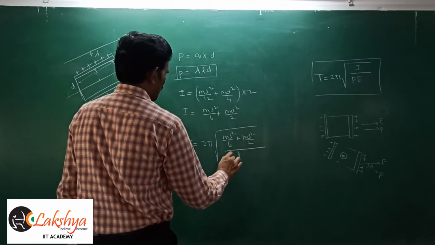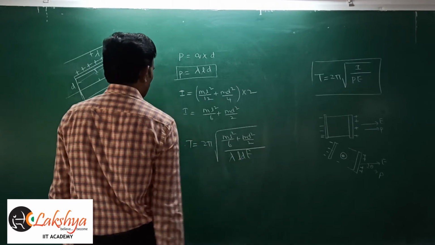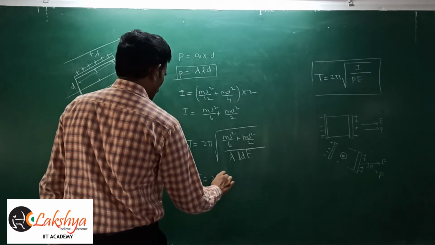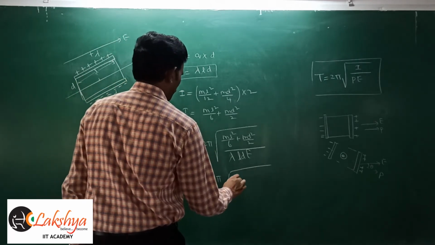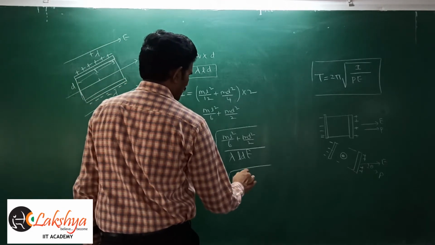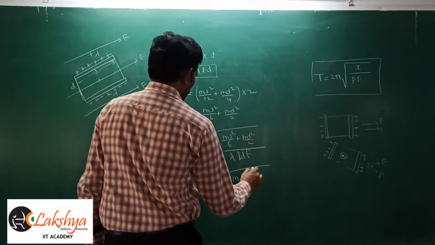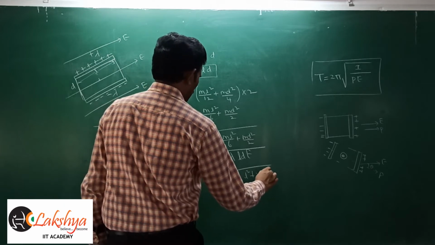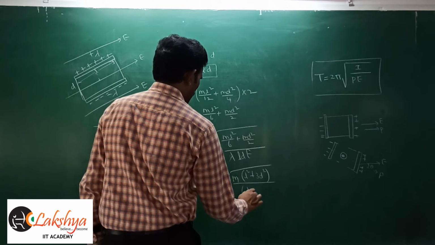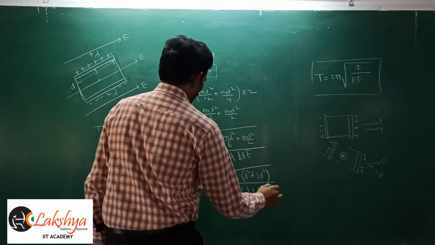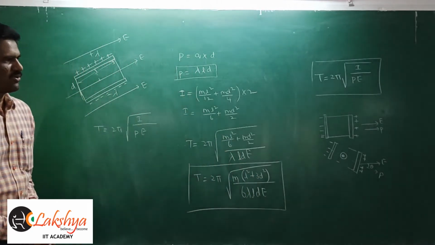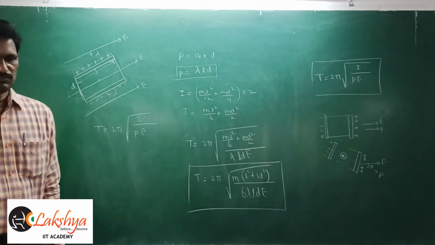So the p value is lambda into l into d into e. You can take the LCM and simplify that. So if I take m common, it will be m into (L square plus 3d square) by 6 lambda L into d into e. That will be the expression for this kind of oscillation of such a dipole.